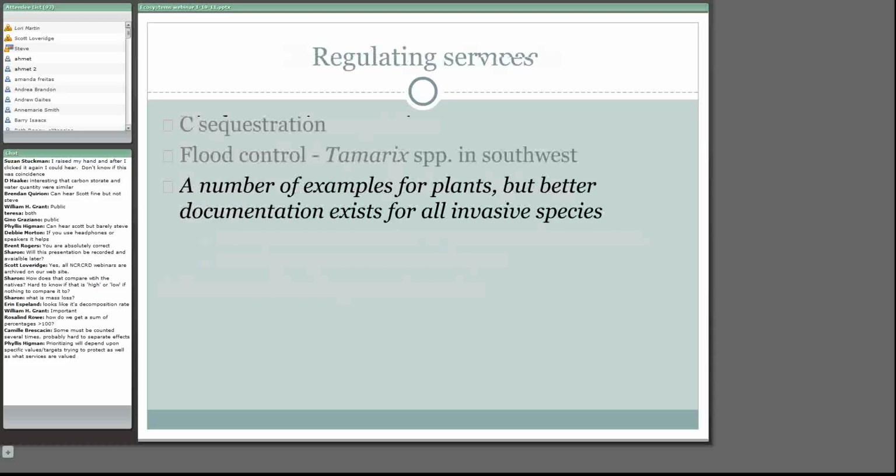So there's a number of examples for plants in this area, but probably better documentation exists for all invasive species, not just invasive plants.